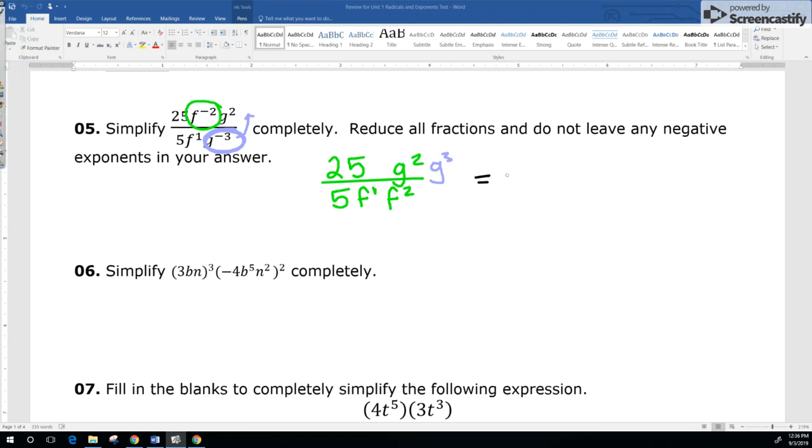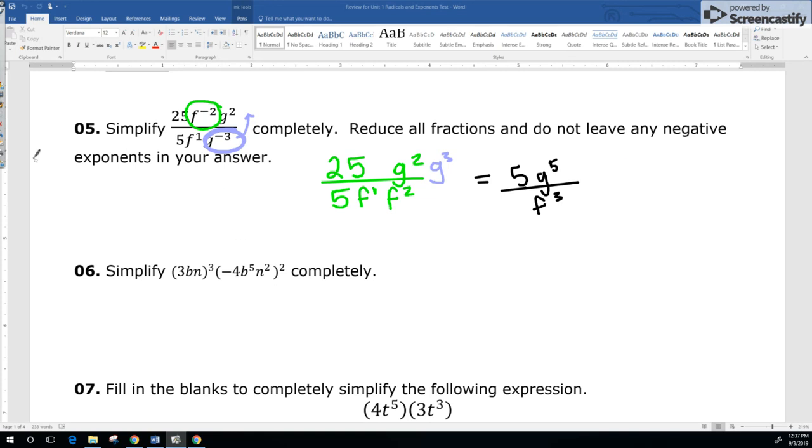My coefficients are just going to simplify like normal. 25 divided by 5 is 5. Then here I'm going to add my exponents. That's the rule when I'm multiplying bases. I add exponents. Same here. 1 plus 2 is 3.